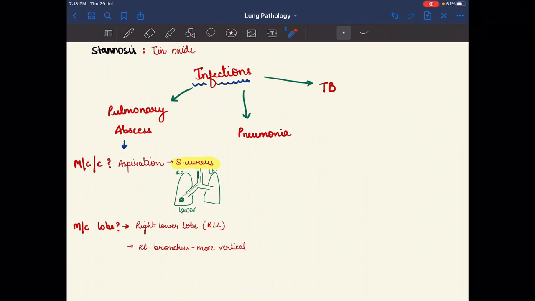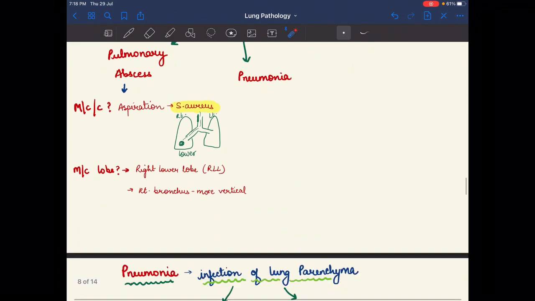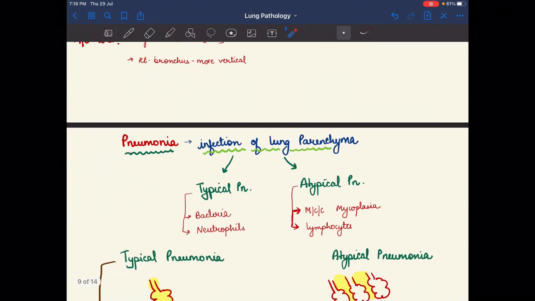And the most common lobe is the right lower lobe, as I drew in this photo also. Why is the right lower lobe most common? Because the right bronchus is more vertical, more perpendicular, while the left bronchus is less vertical. So this is the reason why the right lower lobe is involved in aspiration, the most common cause of pulmonary abscess.